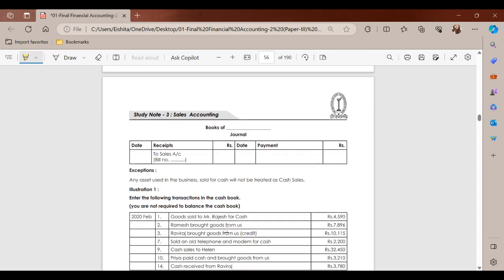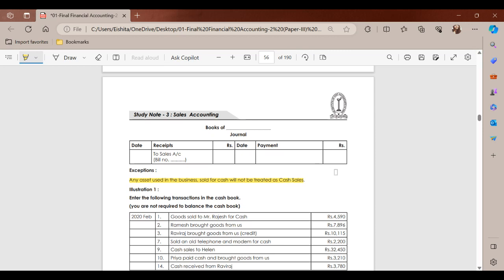An asset used in the business sold for cash will not be treated as a cash sale. Note this: in case you sell a company's PP&E, that is a fixed asset which you use for the business, it will not be shown as a cash sale. It will be shown in the journal as cash debit to assets. Okay. Record the following transactions.